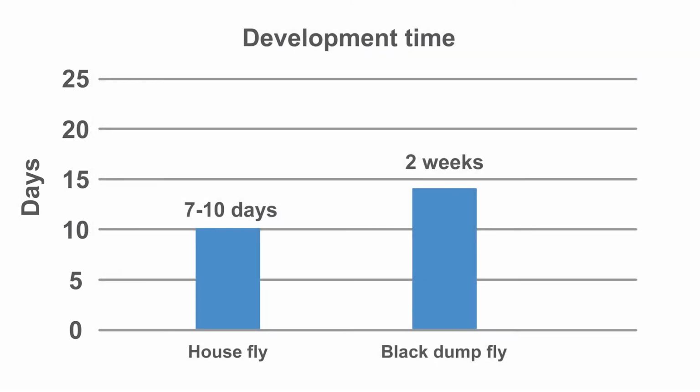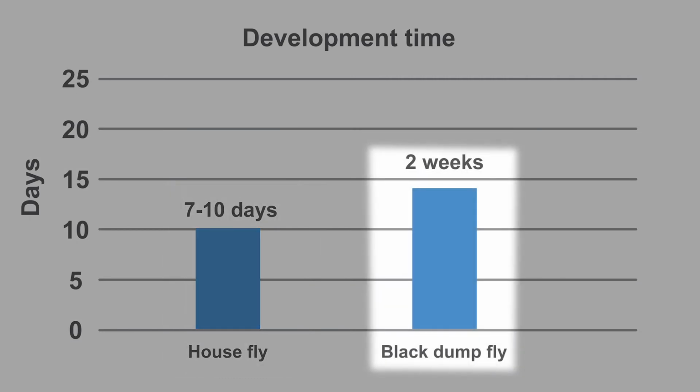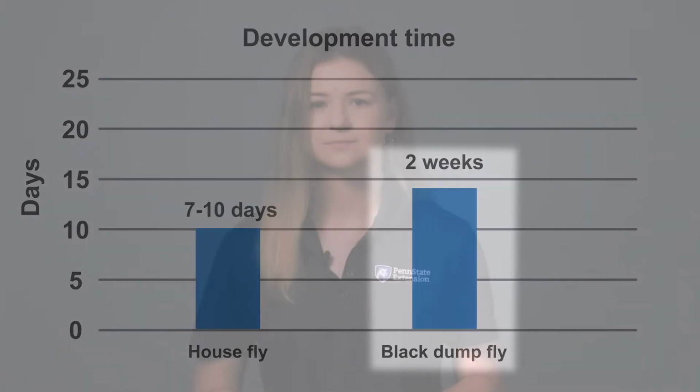Total development time from start to finish depends on food availability, moisture, and heat. However, in general, it takes approximately 10 days for houseflies and 2 weeks for black dump flies. Blowflies are actually a group of many species, all of which have slightly different development times. Generally, blowfly development will occur in under 2 weeks in suitable temperatures.